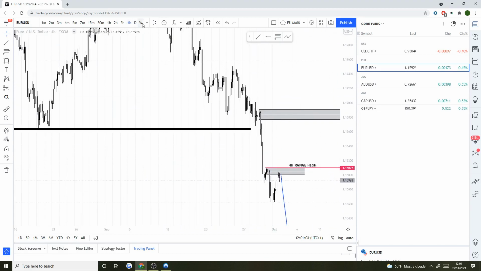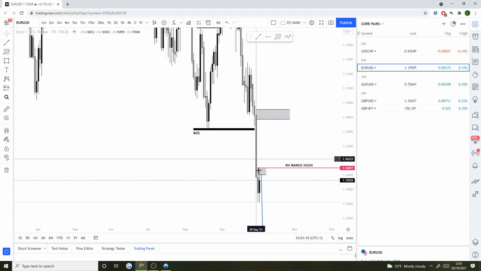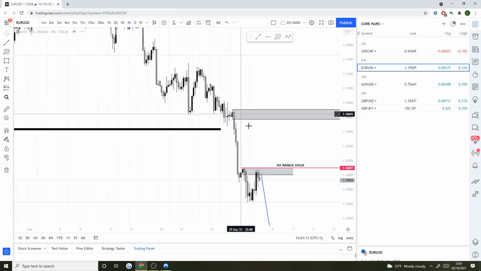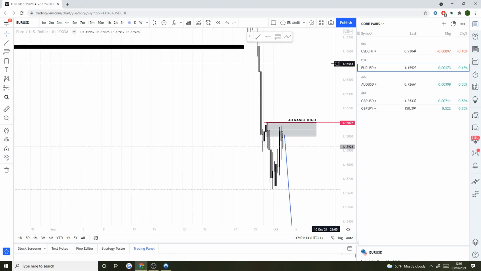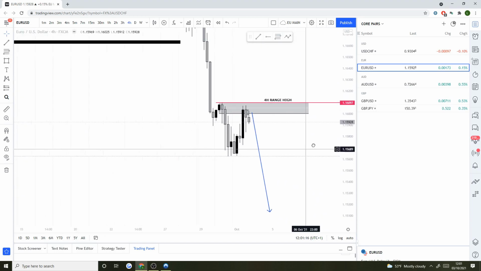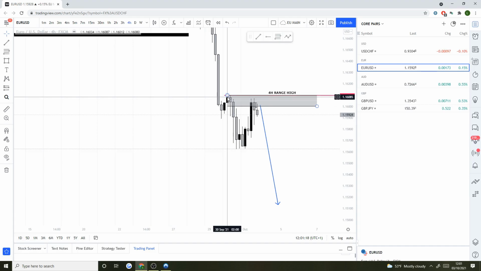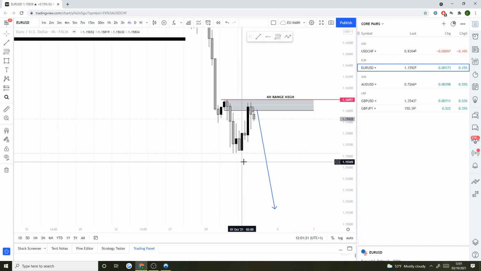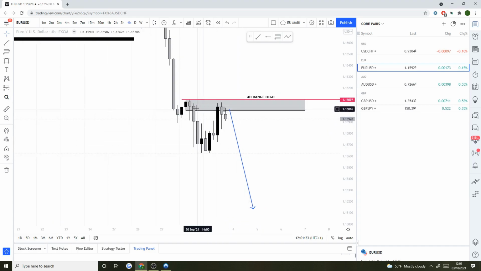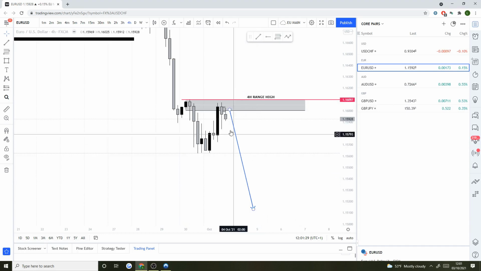So looking at the daily, it's not really that clear. It's just a big impulsive leg. So let's look at the 4 hour. So looking at the 4 hour, we've got this new high created here, and then a new low created. And then for me, this basically makes sense as the most likely place for price to actually continue lower from, just continuing this 4 hour structure.